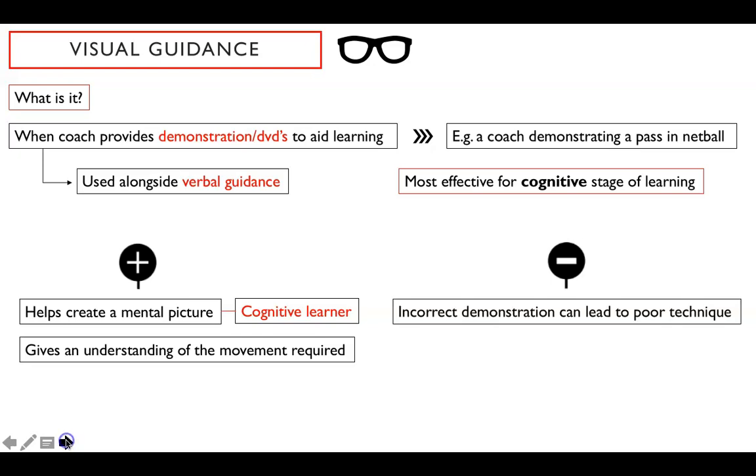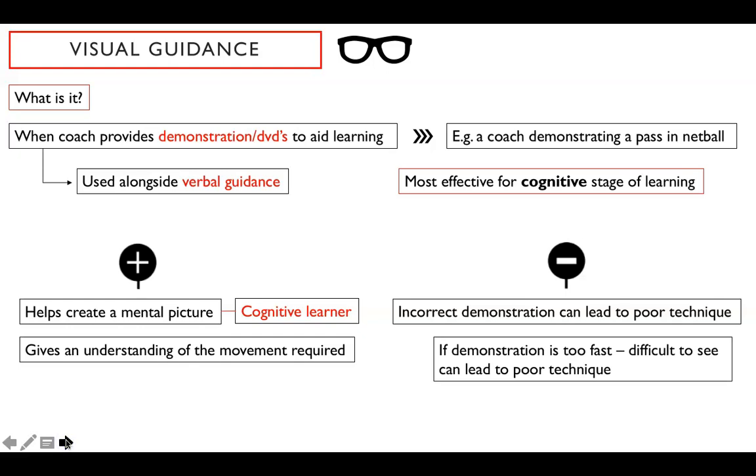Negatives of visual guidance: an incorrect demonstration can lead to poor technique. And if the demonstration is too fast or difficult to see, it can also lead to poor technique. So that's something else we need to be aware of. If you're at the back of a group of people and you can't really see the demonstration, and you go off and do it, you're not going to perform very well.